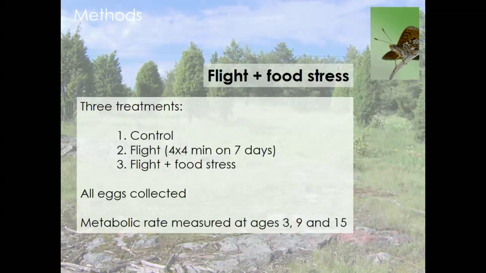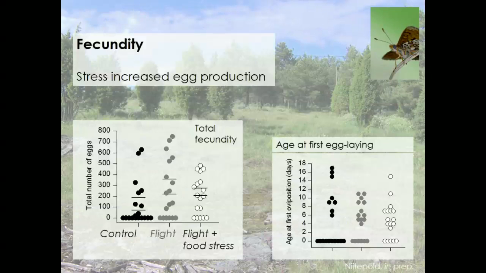So we had control butterflies, we had individuals that were forced to fly, and then we had individuals that were forced to fly under food stress. And again, we collected all the eggs and measured the metabolic rates and a number of other life history traits. For my own sanity, I only performed 3 measurements per individual. So a look at the fecundity results. Here on the left, we have the total fecundity in these 3 different treatments.